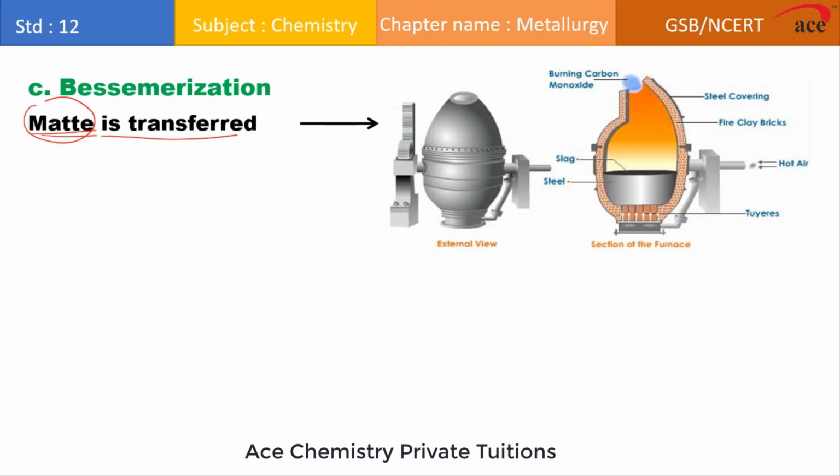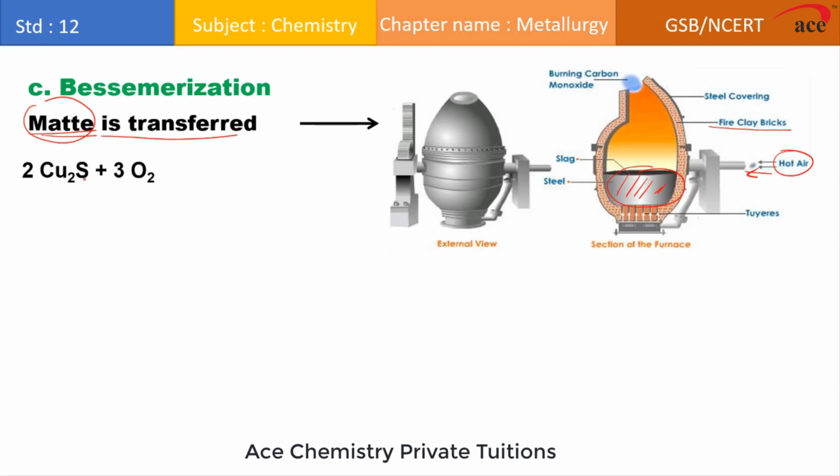Steel, and the inner lining of this, if you will see, consists of fire clay bricks. This is the part where we have transferred what? Copper metal, and from this inlet we are passing what? Hot air. So when this hot air comes in contact with this metal, it causes what? Oxidation.